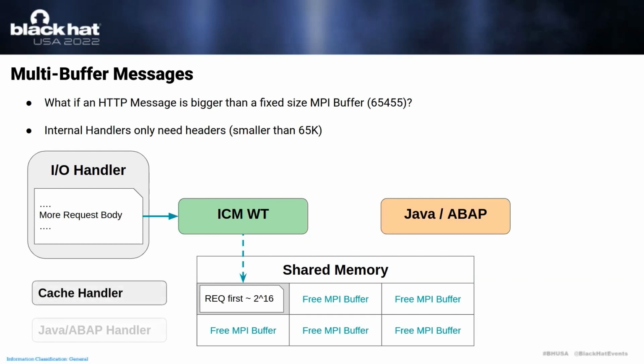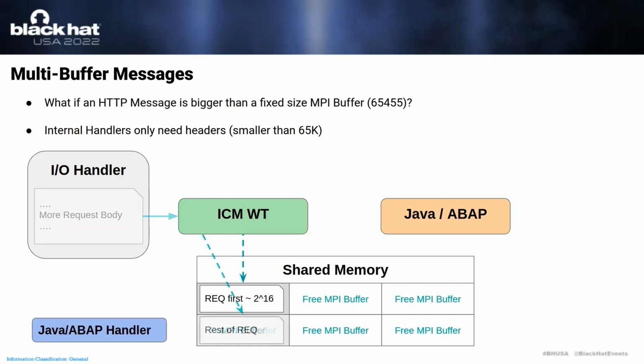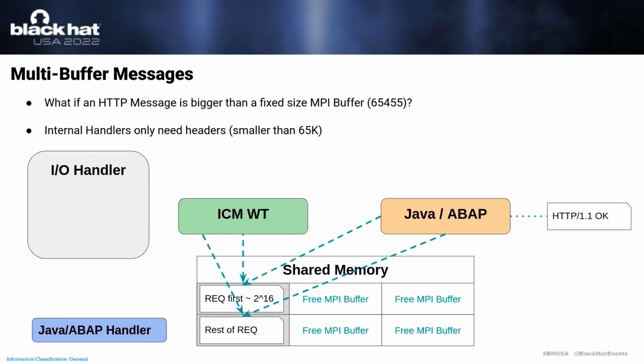Now, the handlers will be called, and in this case, only the cache and the Java or ABAP handler. The cache handler in this case will fail. And so now, when the worker process handler is called, the rest of the request is going to be placed in the shared memory, because the business logic, or the actual Java or ABAP process, will need the body of the request. So the ICM will reserve a new MPI buffer, or as many as needed. It will place the rest of the request there, and it will send both references to the Java or ABAP process. Now the Java or ABAP process will be able to generate a response.